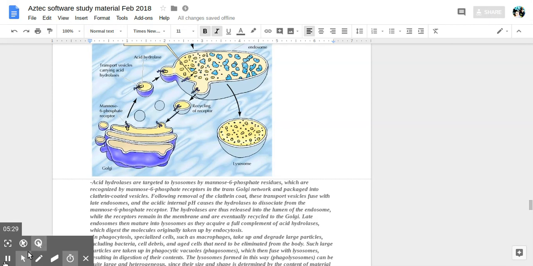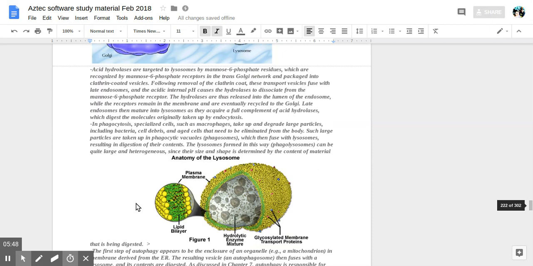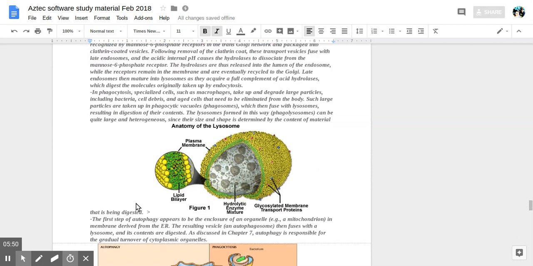So after removal of the clathrin coat, these transport vesicles fuse with late endosomes. So transport vesicles coming from the Golgi apparatus.